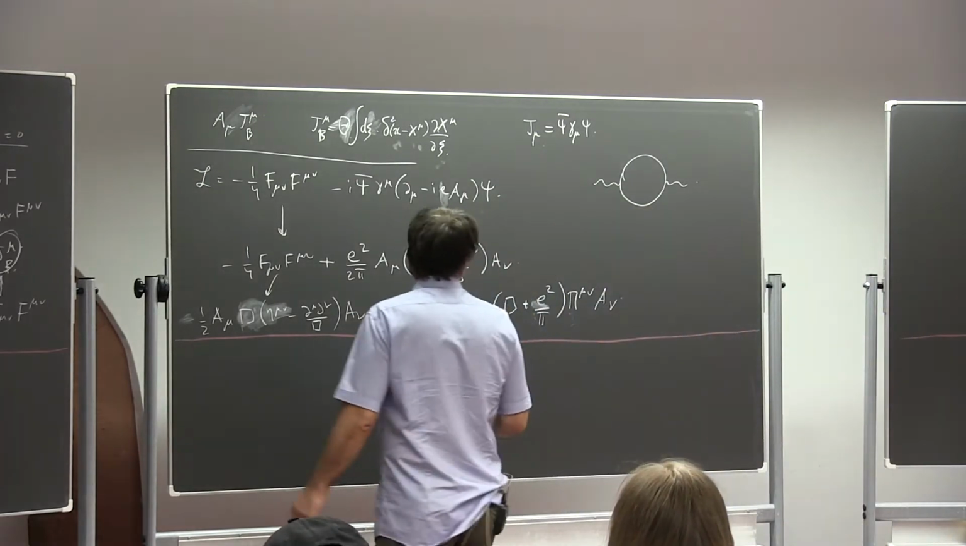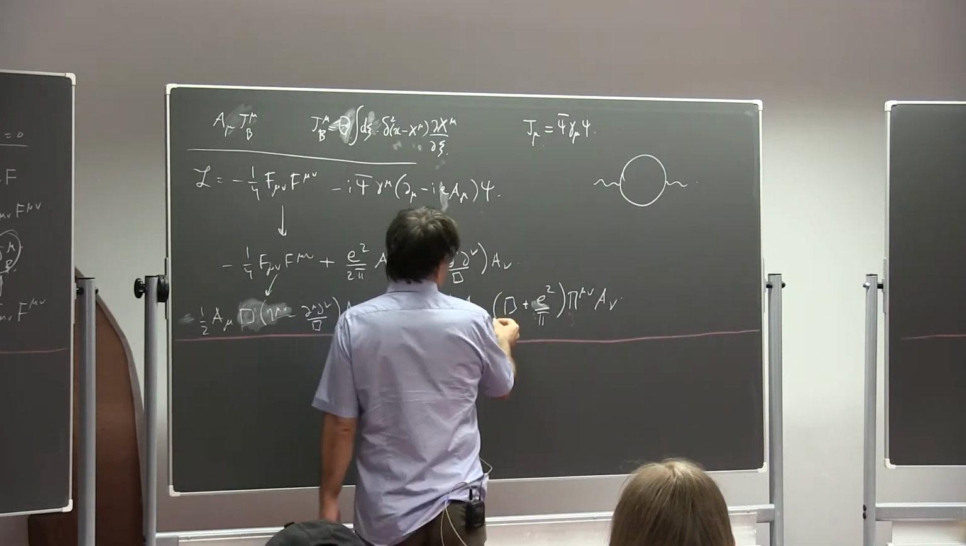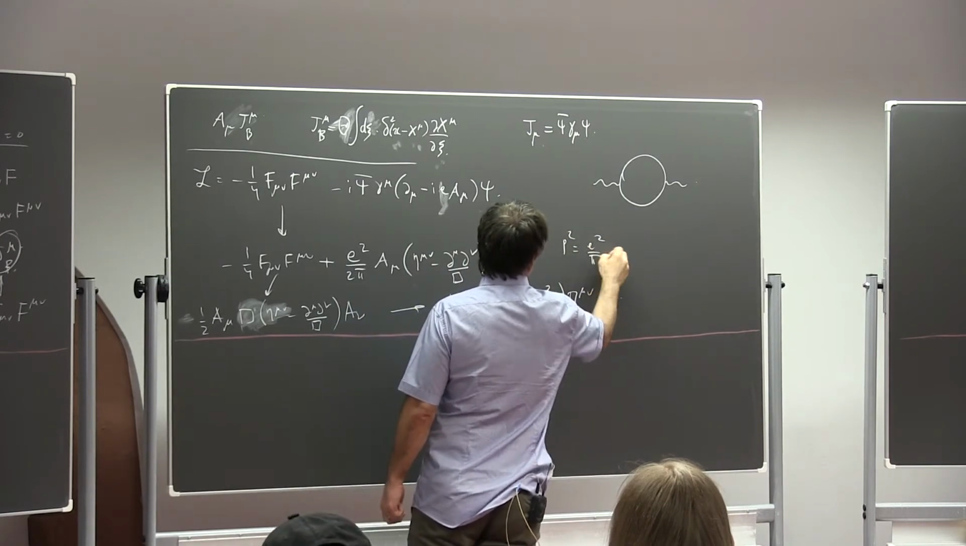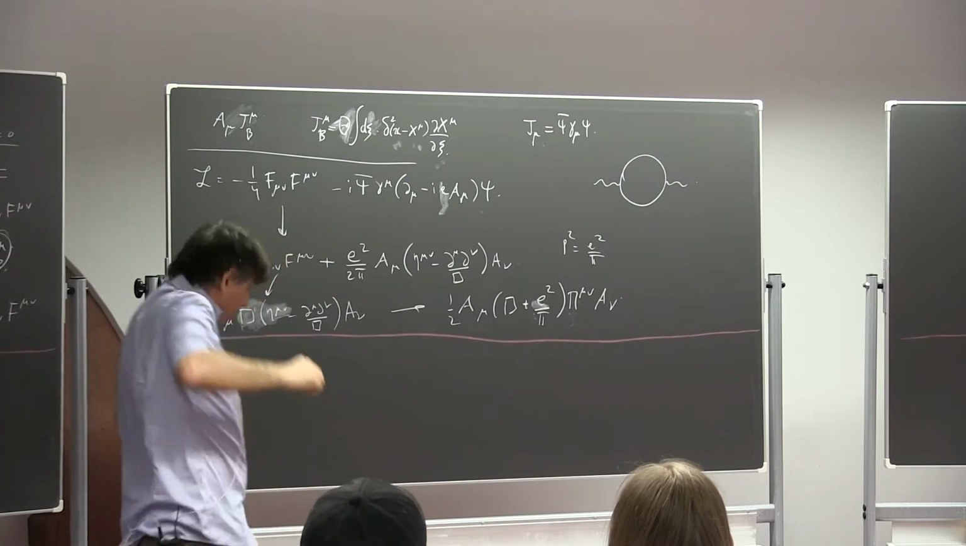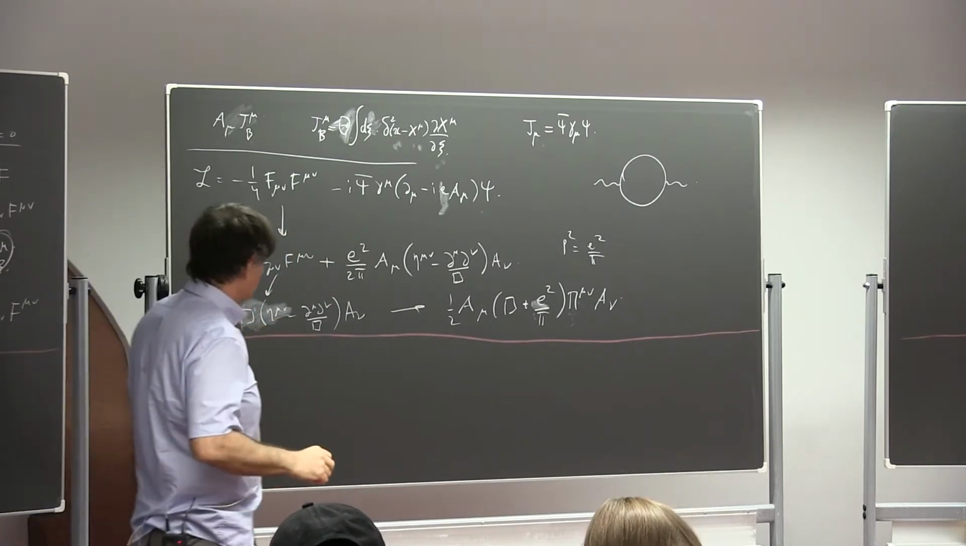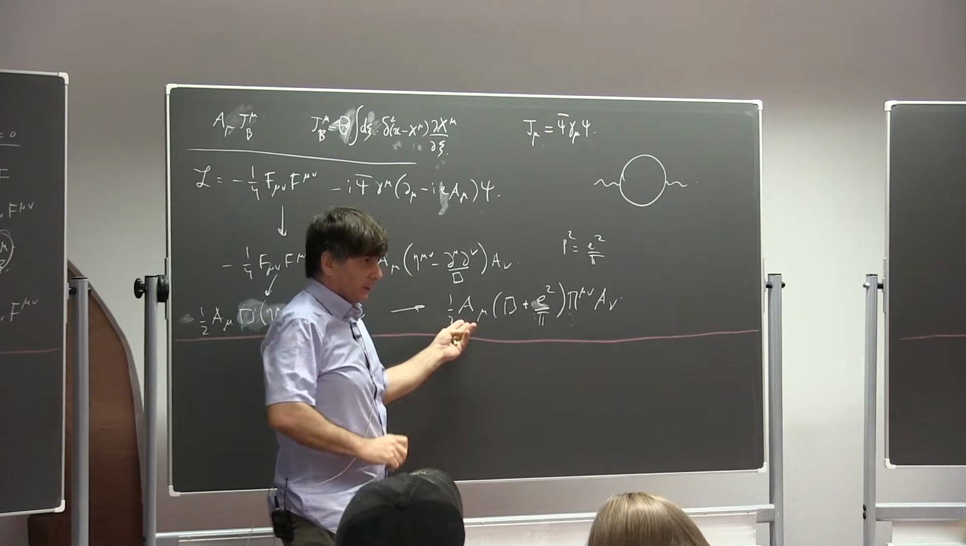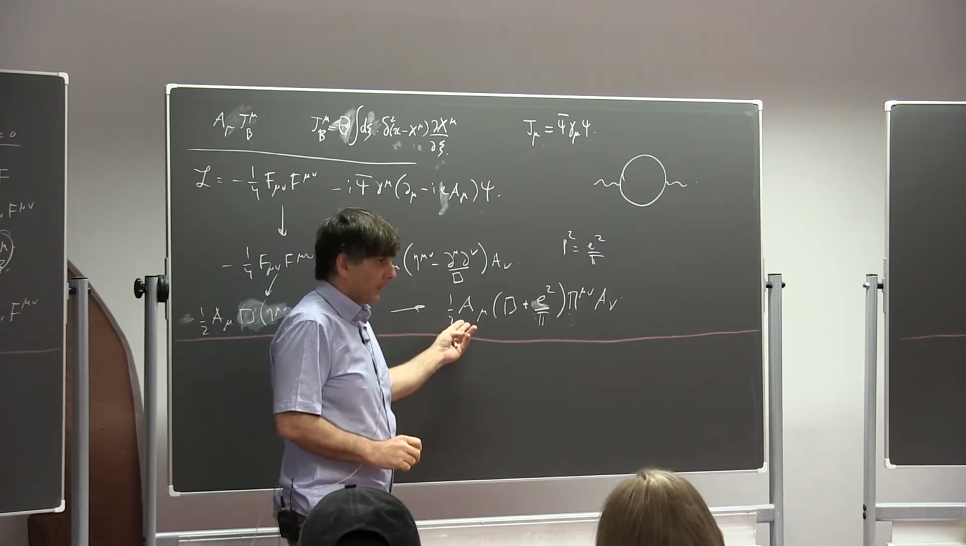Now, there is a pole at p squared equals e squared over pi, and so we have generated a mass for the photon, right? But let's try to understand.